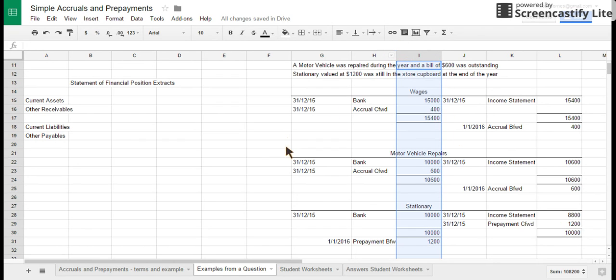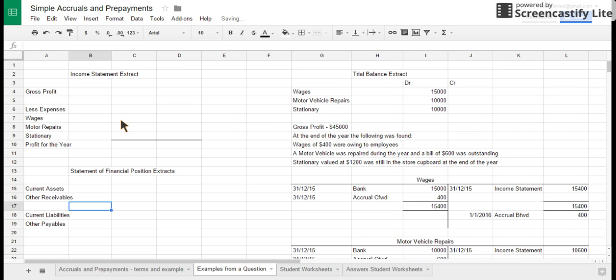How is this all going to look in the income statement and the balance sheet? Well, the income statement is pretty straightforward. Looking back at the wages, I know it's going to be 15,400 because I've done the T account, but if I hadn't done the T account, I still know that the calculation for the wages is going to be $15,000, and then I look down here and I've got an accrual of 400.